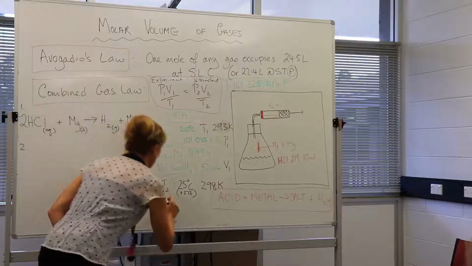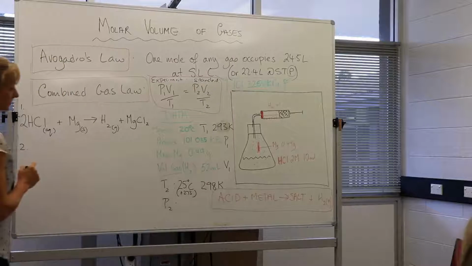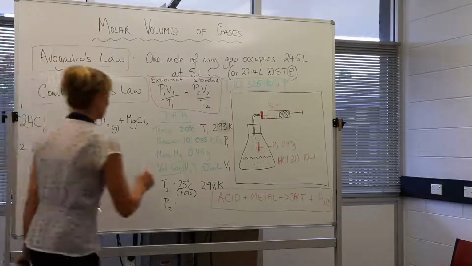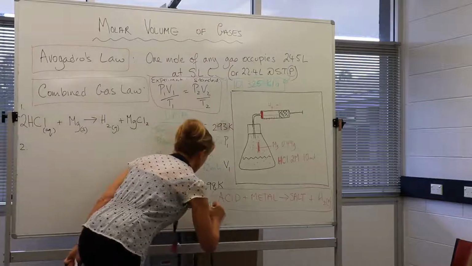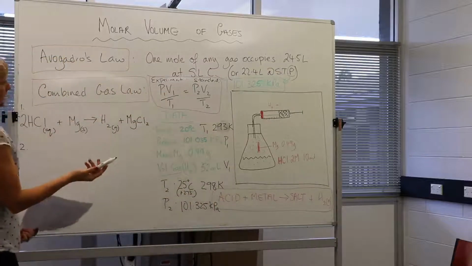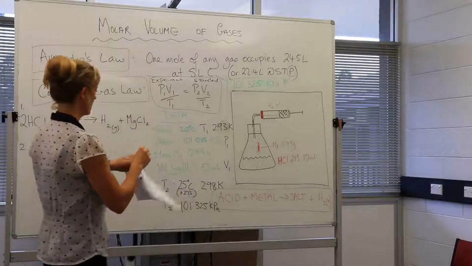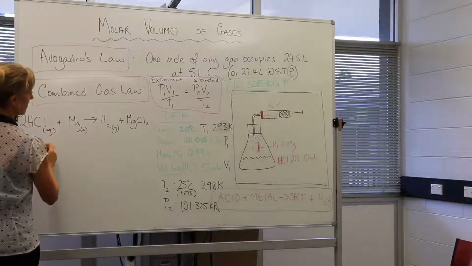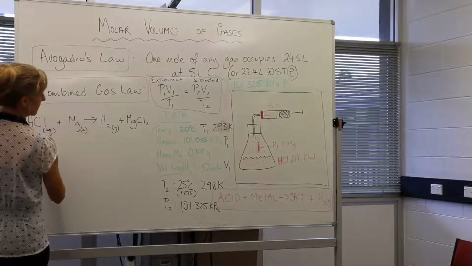Now, who can tell me what the P2 is? 101.325 kilopascals. Yes, very good. 101.325 kilopascals is right. And then we only have one unknown, and that is the new volume at those conditions. So then we plug it in. So you can do that without even looking up here at the board. You do it, and I'll do it, and we'll compare answers.